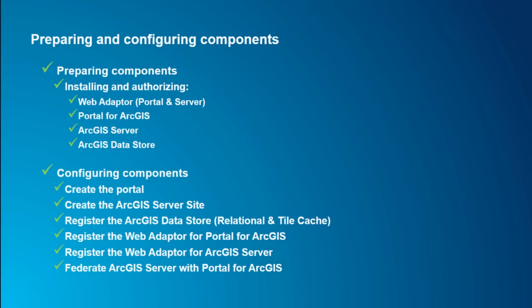So what I've gone through, and what Thomas has gone through, is we prepared the components by installing and authorizing them, and again, in no particular order. The next thing we've done is configured the portal. So we've created the portal. We've created the ArcGIS server site. We've registered the ArcGIS data store with the server. And we've registered the web adapters with the portal and the GIS server. Finally, when that's all done, we've gone ahead and federated the ArcGIS server with the portal. And within this step, we're setting it as the hosting server.